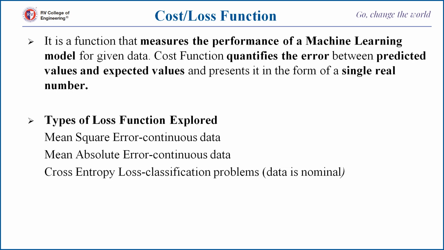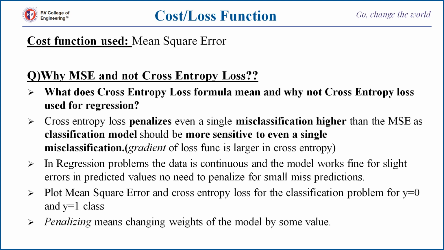Types of loss functions explored: mean square error, which is used for continuous data, and penalizes outliers more than mean absolute error. Mean absolute error is also used for continuous data, and it ignores the effect of outliers while finding the optimal values of the parameters of the model. Cross entropy loss is usually used for classification problems. Now, the cost function used in the project, would that be mean square error?